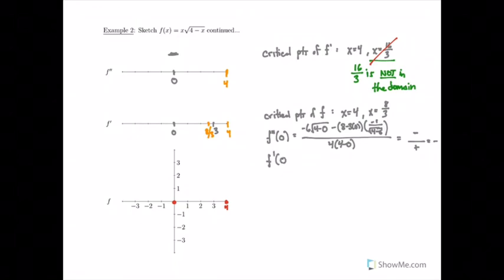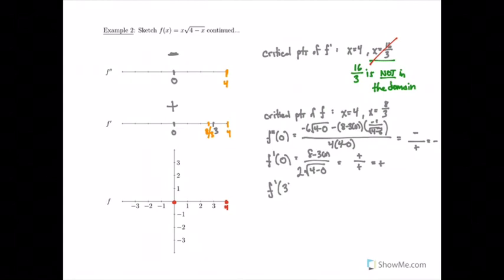Let's check the 2 points for the derivative. f prime of 0, 8 minus 3 times 0 over square root of 4 minus 0 times 2 here. And this will give us a positive number on the top, positive number on the bottom. That is positive.